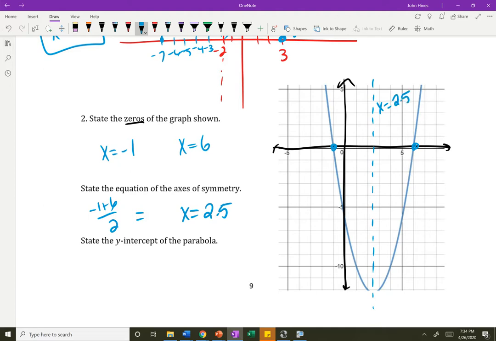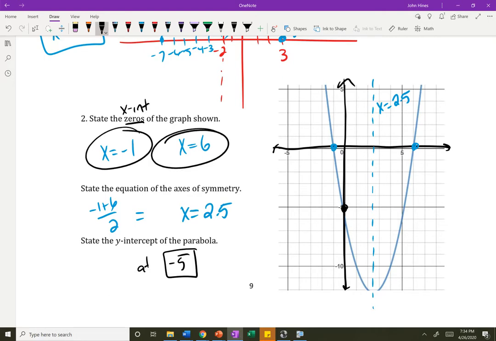And state the y-intercept of this parabola. Well, the y-intercept, that's just like it was for lines. Where do I cross the y-axis? At -5. The y-intercept is -5. We have our x-intercepts. Those are my zeros. And then the y-intercept is not that important. The zeros are really, really important. The y-intercept's kind of just there.